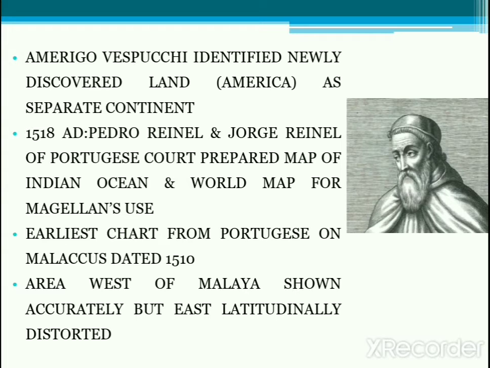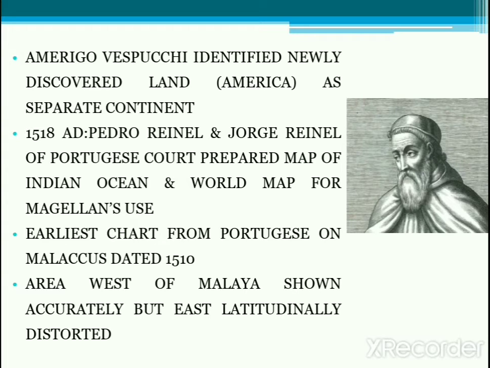Pedro Reinel and Jorge Reinel, the two official cartographers of the Portuguese court, made a chart of the Indian Ocean in 1518 and a world map for Magellan's use. Malacca was the chief source of European spice, lying near the Spain-Portugal boundary. The earliest non-Portuguese chart of this area dated from 1510 onwards.